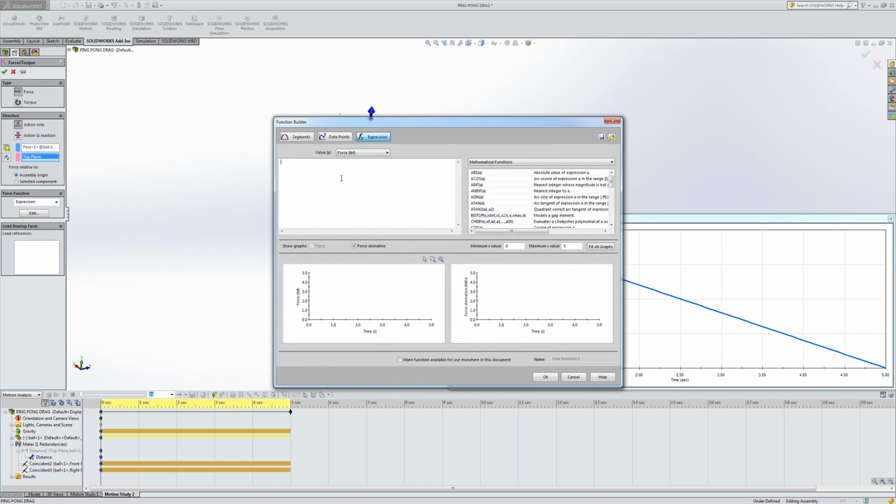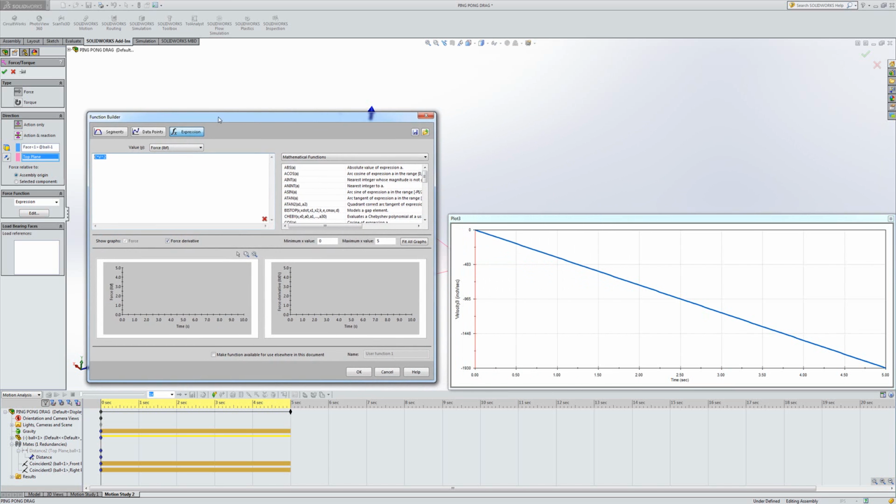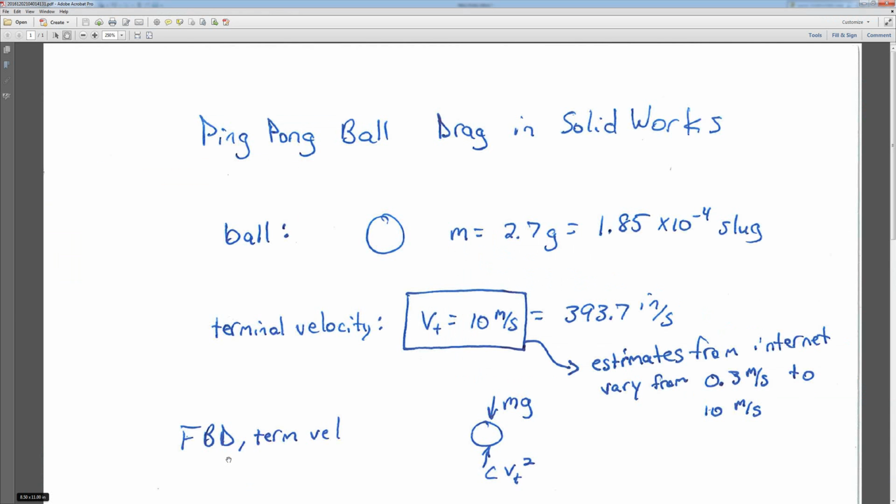Inspecting the force, I see that the force results should be in pounds force, and the velocity results are in inches per second. To estimate the constant, I'll assume the terminal velocity is about 10 meters per second, which is 394 inches per second. For the terminal velocity case, we equate the weight of the 2.7 gram ball to the drag force.